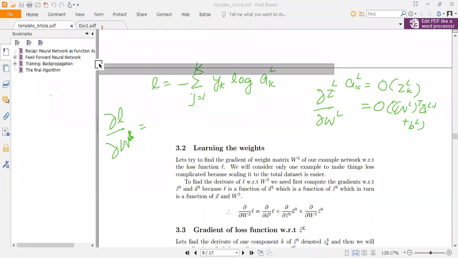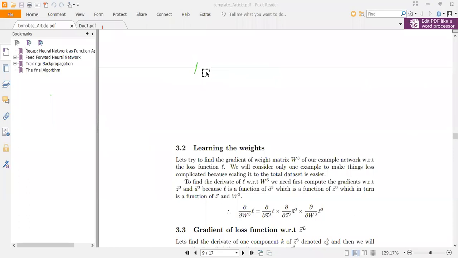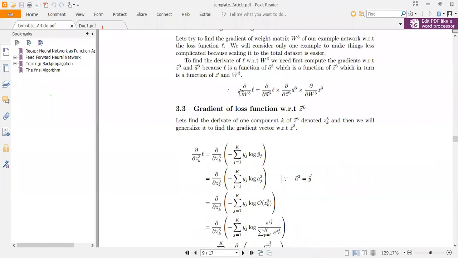Fine. So that is basically the chain rule we have to carry out. In order to find out the different terms, we must know the intermediate terms. So here I have written it.